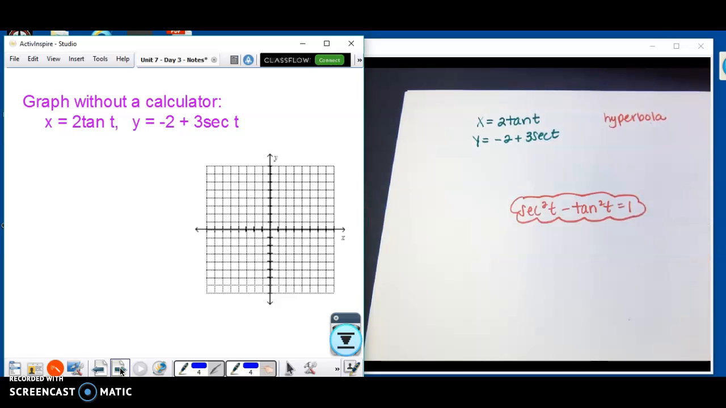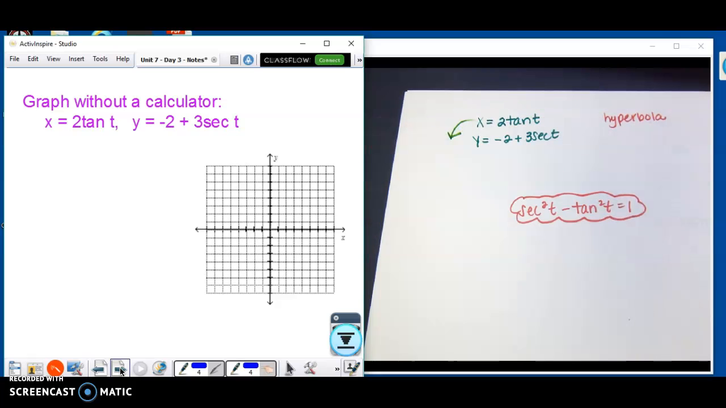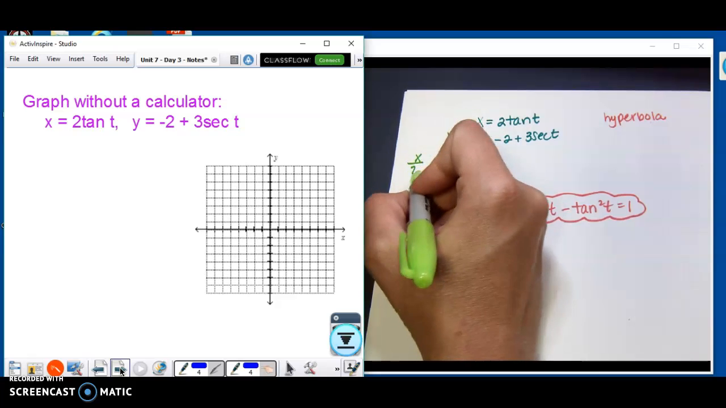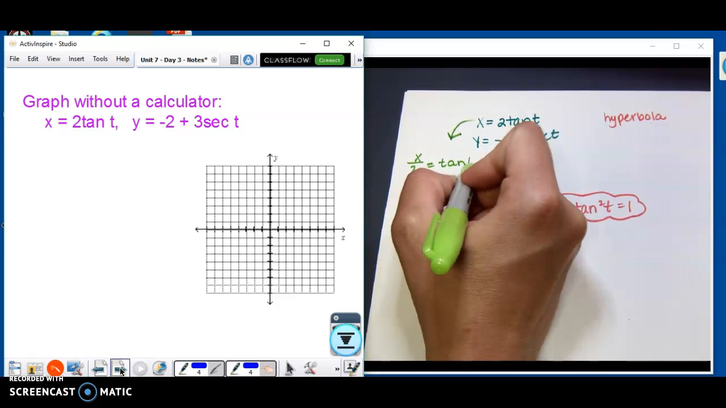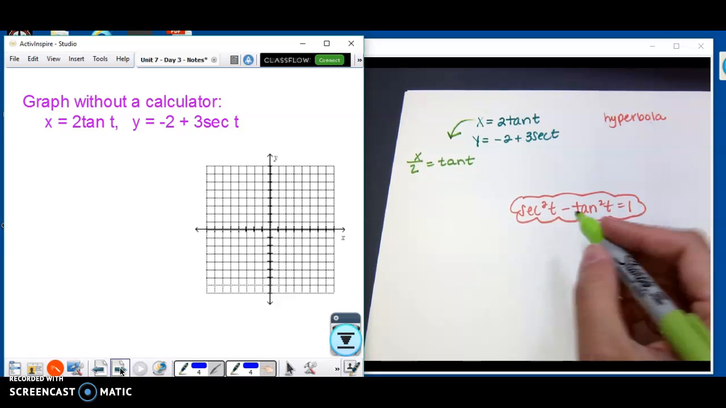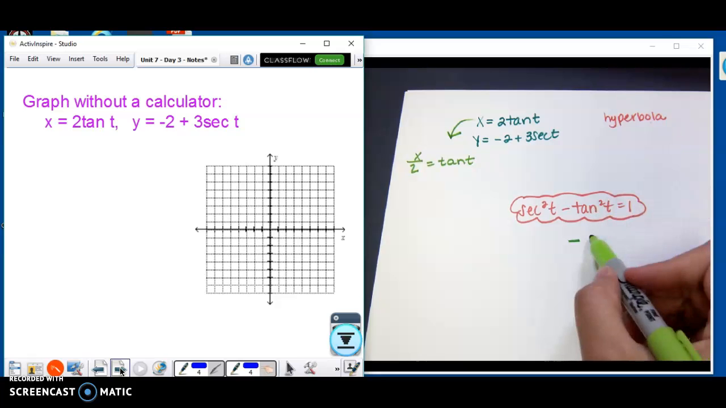So we need to solve for tangent and we need to solve for secant. I'm going to take the top equation and solve it for tangent. The only thing you can really do is divide by 2. So x over 2 is tangent t. I'm going to go over here and plug this in. This is tangent squared t, so I need to make this x squared over 4.